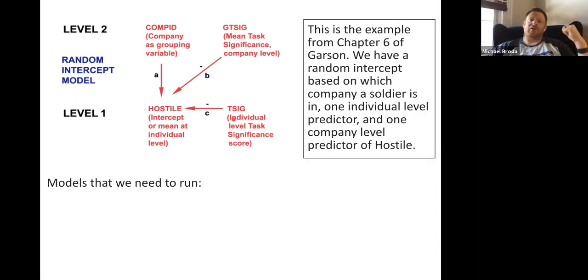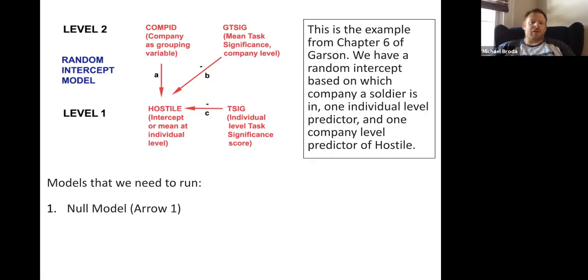So in other words, you can be influenced not only by your own feeling of task significance, but also by, in aggregate, how people feel around you, or the mean level of task significance. And so it's kind of like, what's more important, your beliefs or the beliefs of the group, sort of group norms. A lot of cool concepts can be played out in this kind of a framework.